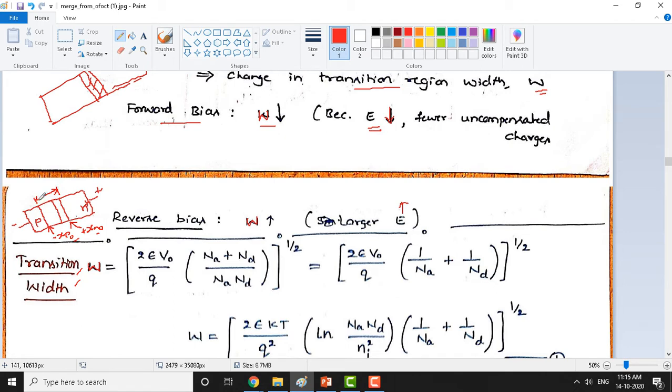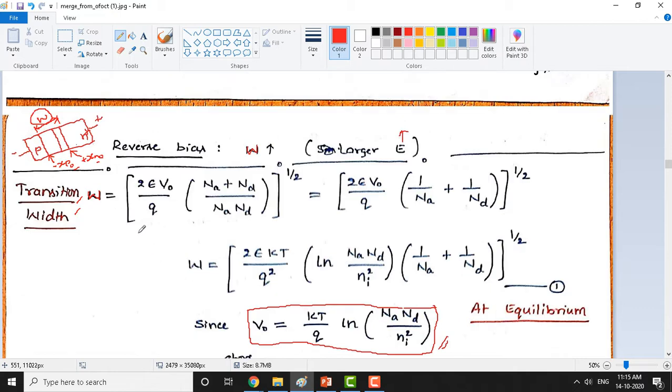Whenever we use the word W, it is the depletion width. And I told earlier that we are not bothering about length, because length is very small in a PN junction compared to the width. So width is very important because that is the parameter that changes when we apply some potential.